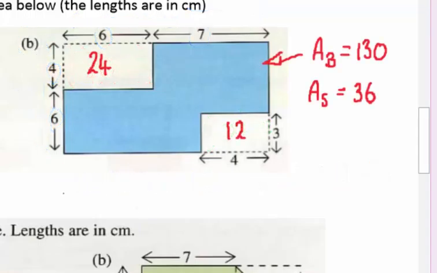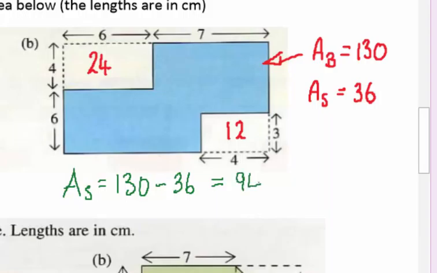Now we want the difference between the big one and the two small ones. So the shaded area, AS, is going to be our AB up here, 130, the total area for the big rectangle, minus the area of the small areas all added together, which is 36, and that will give us 94. So remember, the trick again is to work out the area of the big rectangle first, then chop out the area of the small rectangles, the bits that are missing, and you end up with the area you're actually after.